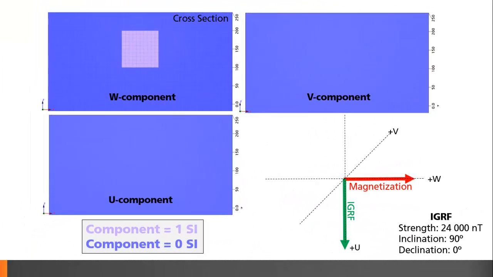In the rotated or UVW coordinate system, the positive U direction is aligned with the Earth's inducing field. The easterly magnetization in this example is therefore only given by the positive W component. Cross-sections through the same part of the model space show that only the W component has a non-zero value in the vicinity of the prism.